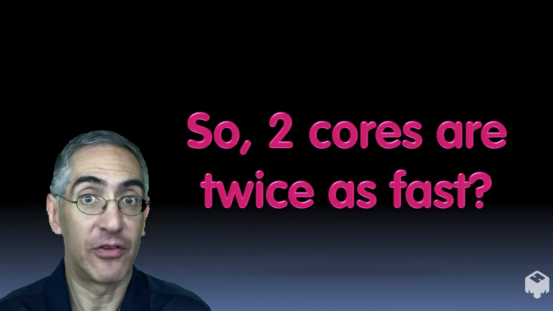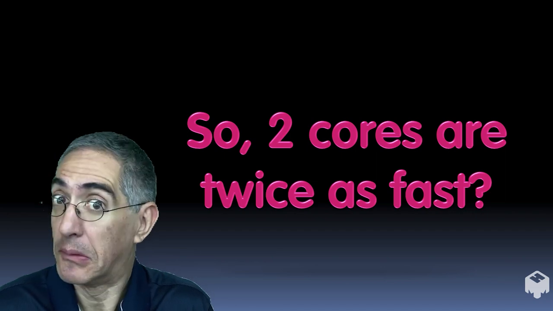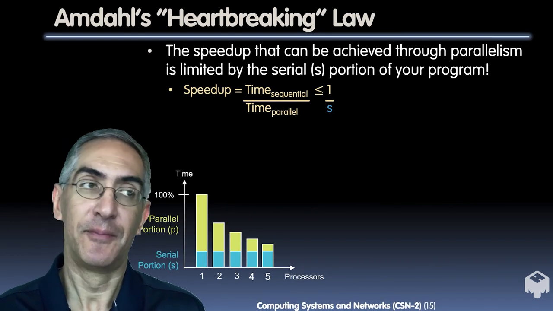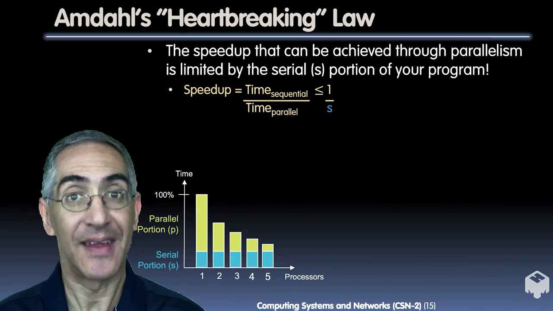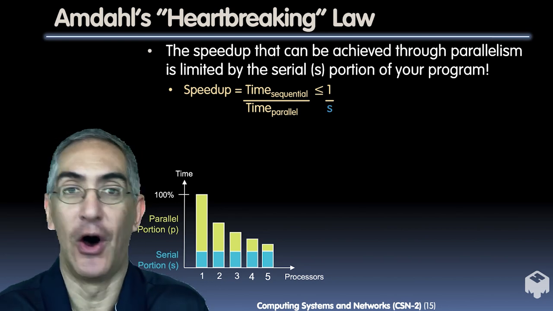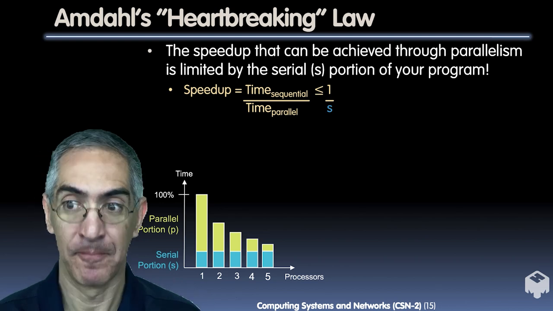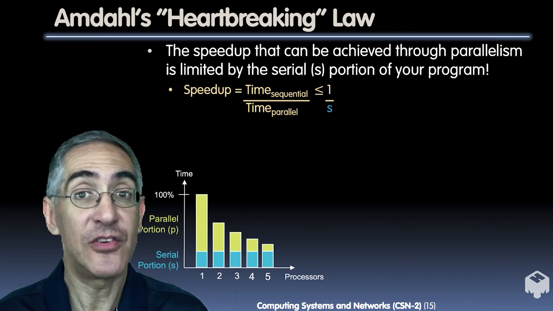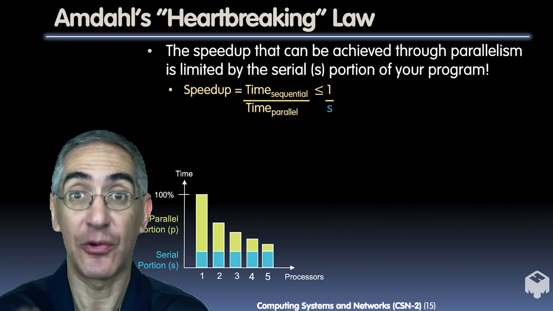So you're asking yourself, are 2 cores twice as fast? Good question to ask. I hate to be the one to tell you this. I'm going to teach you about Amdahl's heartbreaking law. This is such a sad law, but it's life. I've got to share the life. The speedup that can be achieved through parallelism is limited by a serial portion of your program.